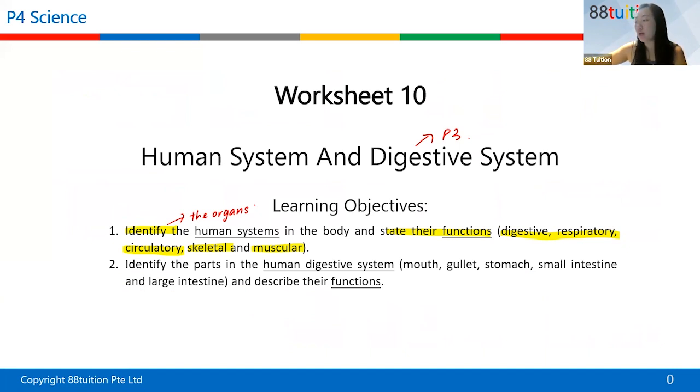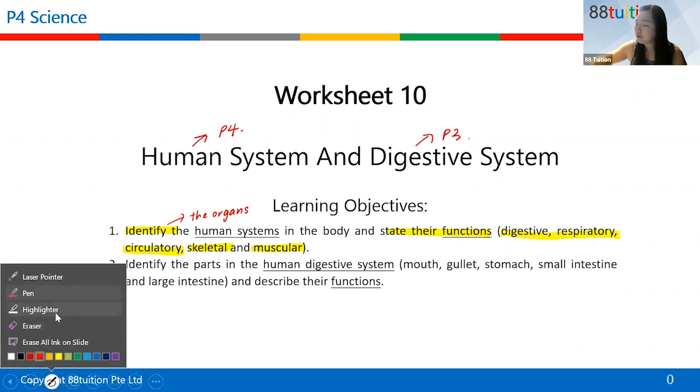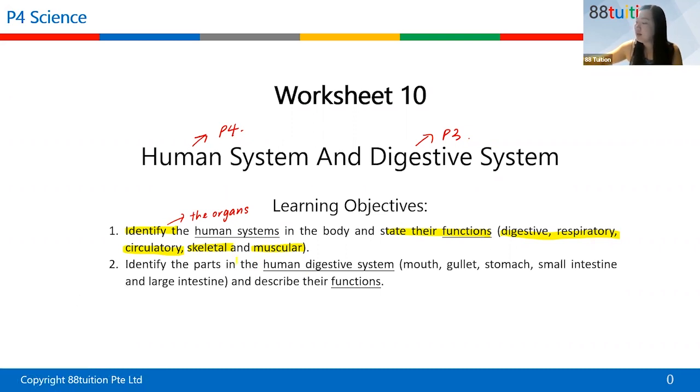Now, usually human systems is in P4. Some schools might do the digestive system in P4, but mostly I believe you would have covered the digestive system in primary 3 already, right? For the digestive system, of course, the underlying concept is the same: we need to know the parts in the human digestive system, and on top of that, we need to know their functions. So it's always parts and functions, parts and functions. And you also need to know the functions of the system as a whole, right?